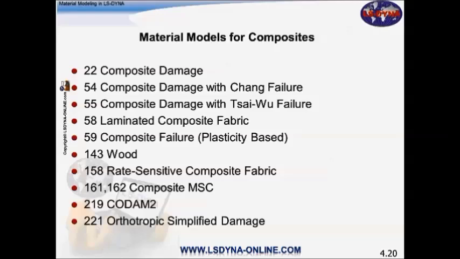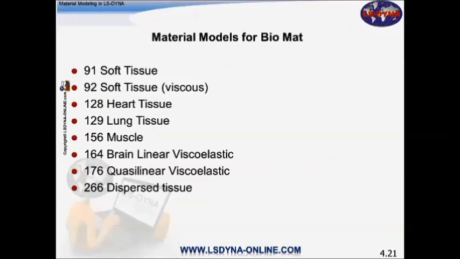Out of all of them, 58 basically has a nice post-failure through a damage function, and you can control this damage function. You control how it basically gets softened. Then material 59, which is plasticity based, and then you have a wood material model. Then they took 158 and they added strain rate sensitivity to it. And then 161, 162 is composite by MSC, that's Material Sciences Corporation. It's a separate license. And then you have 219 by University of British Columbia, and then the 221, which is for solid element, simplified damage. It's actually Kreisler implementation. Okay, so these are the material models for composite.